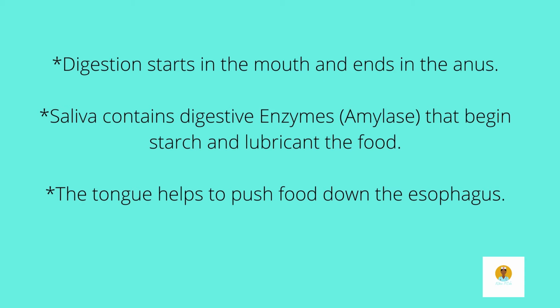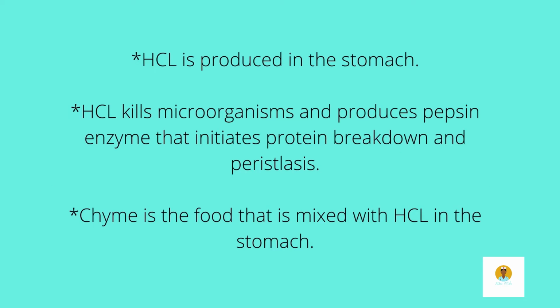of the food, right? So the tongue helps push the food down during swallowing, and the food goes down the esophagus, right? That's why when you have something like a cleft palate or a tongue tie, swallowing is a problem, really. So the food travels into the stomach where HCl, also known as hydrochloric acid, is produced. Hydrochloric acid kills harmful microorganisms in the food that you swallowed, and it also activates the pepsin enzyme, which initiates the breakdown of proteins, as well as peristalsis.